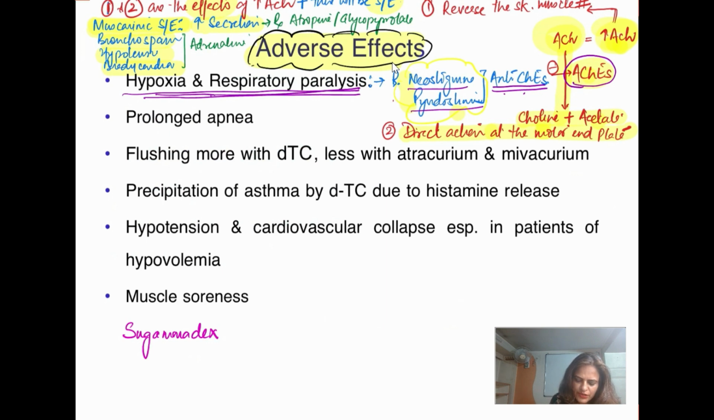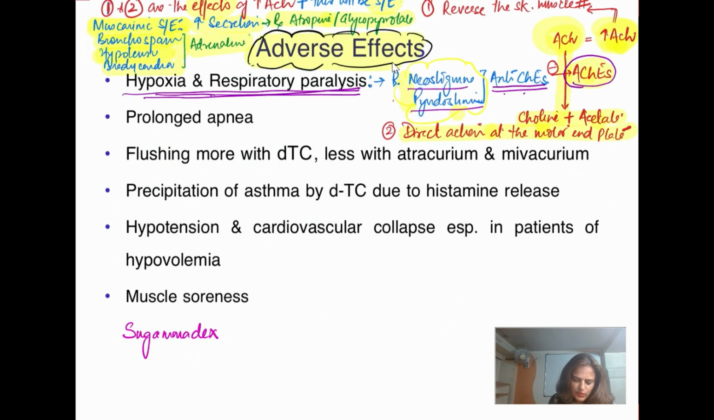To decrease the secretion, you have to give an atropine-like drug. You can give atropine, or nowadays we use glycopyrrolate. It is an atropine analog. For the bronchospasm and hypotension, we give adrenaline as symptomatic treatment. So atropine is going to reverse all the muscarinic side effects which are happening, but as symptomatic or supportive treatment for the bronchospasm and hypotension, we have to give adrenaline.